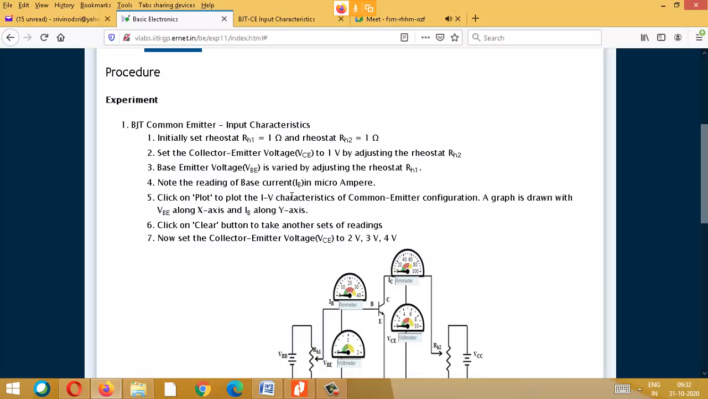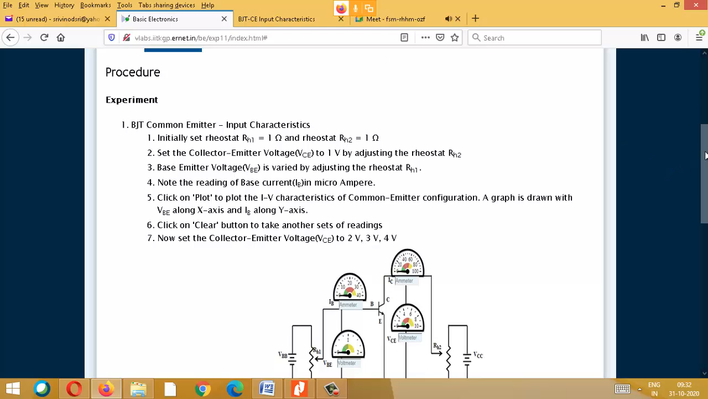Then plot the VI characteristics of the common emitter configuration, a graph between VBE, the input side voltage base to emitter voltage, as the x-axis and IB as the y-axis. After plotting, you can press the clear button. I will show where the clear button is. Then, after clearing, you can keep your output side voltage at some other values. Let us say I have kept 1 volt; you can keep it at 2, 3, 4 and try to see what your reading will be.